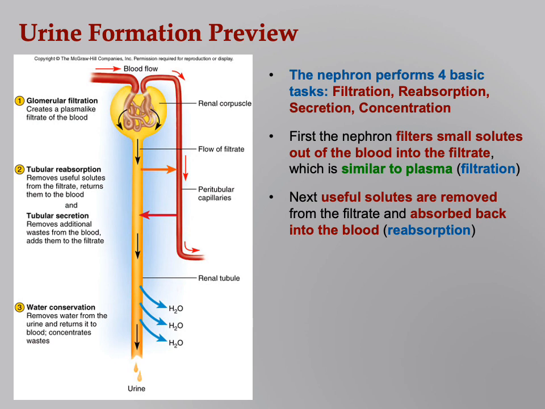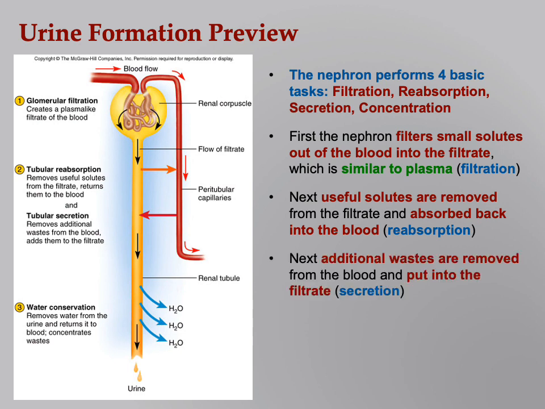Next, we just dumped everything into the filtrate, right? In the capsular space. What we need now is we're going, whoa, there's a bunch of glucose and amino acids and other good stuff in there. We better pull those back into the blood. That's reabsorption, all right? So a lot of that is going to be active transport and also using concentration gradients. Get the good stuff back into the blood, okay?